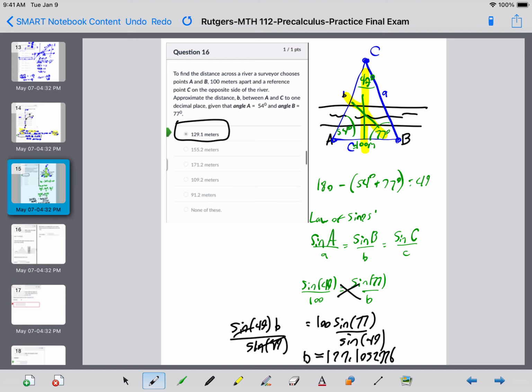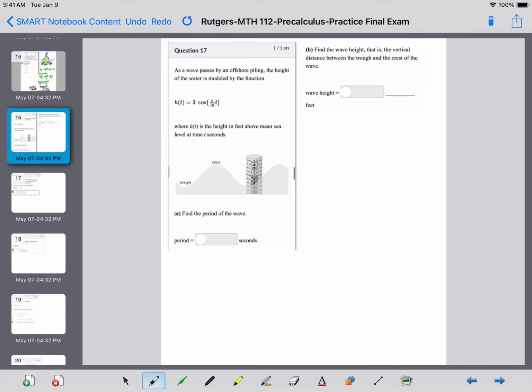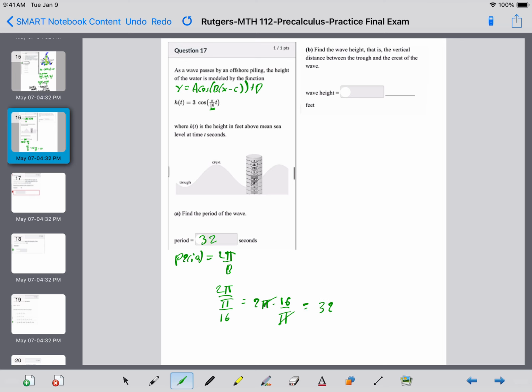All right. Question 17. Remember, y equals a cosine of b times x minus c plus d, right? So first your period is going to be 2 pi over b. So period equals 2 pi over b. Pi over 16 is attached to the t where b is. So it's 2 pi over 16, which is 2 pi times 16 over pi by keep change flip. Pi's cancel out. 2 times 16, 32. So your period is 32 seconds.